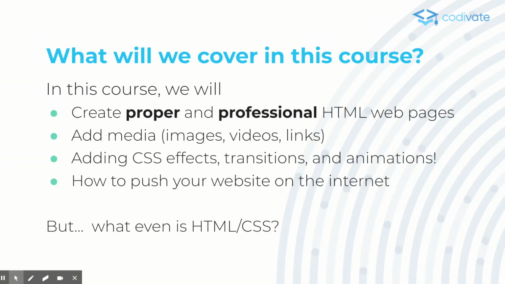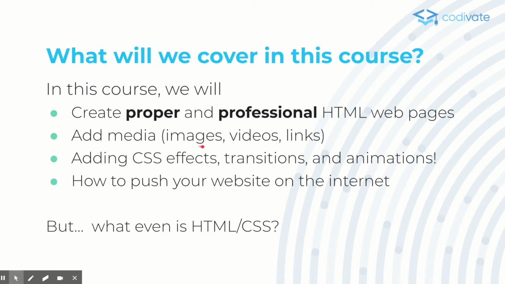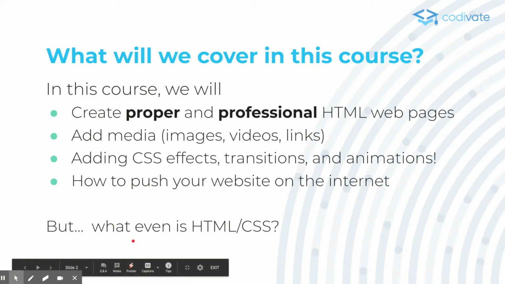Let's outline what exactly is going to be covered in this course. First, we will create proper and professional HTML pages with organization and characteristics of the websites you will see on the internet. We will also learn how to add different types of media, such as images, videos, and links. Then we will use a language called CSS in order to enhance the beauty and aesthetic of our website. We can make our website sleek and professional, and even push our website out on the internet so you can share it with your family and friends. But what even is HTML and CSS? Let's find out.